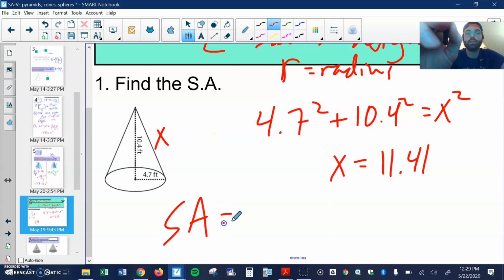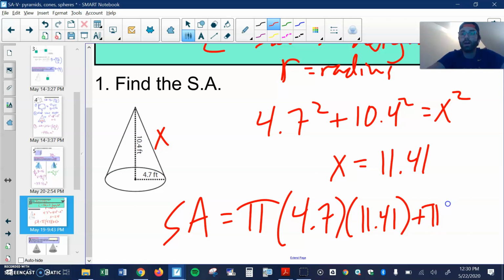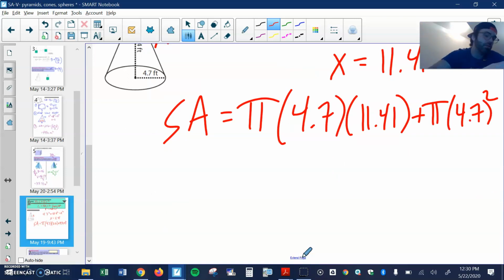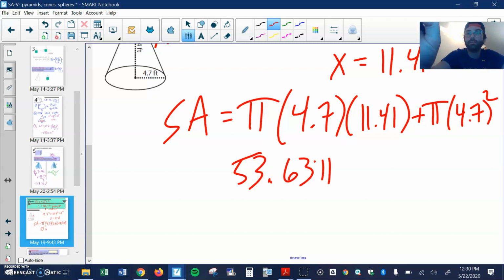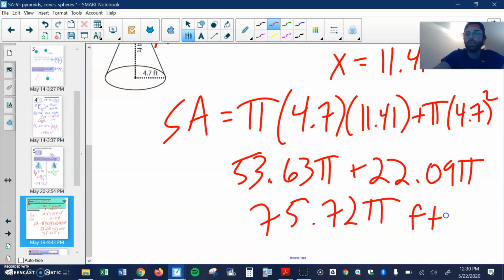So let's find our surface area. Pi r is 4.7 times L, which is 11.41, about, plus pi r squared, so 4.7 squared. 4.7 times 11.41 is about 53.63 pi, plus 22.09 pi. 53.63 plus 22.09 would give me a surface area of 75.72 pi feet squared.